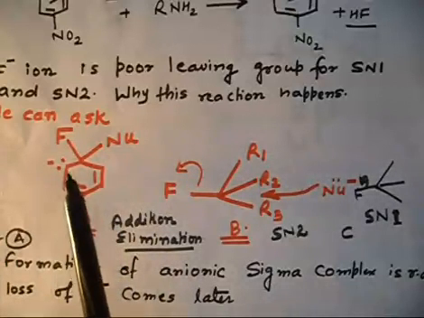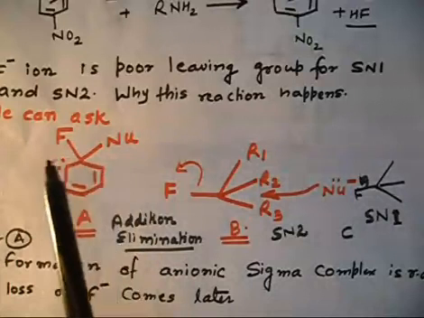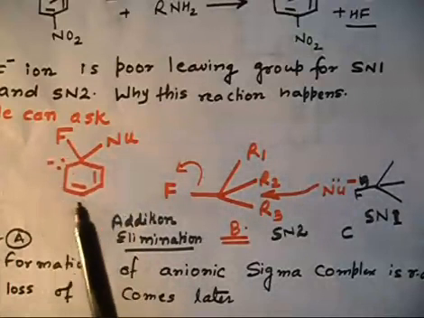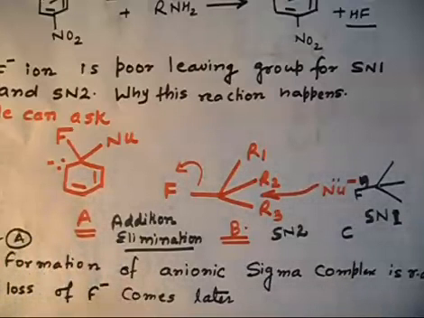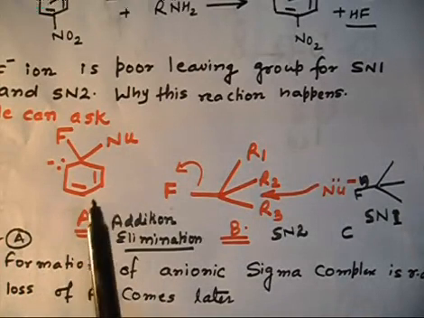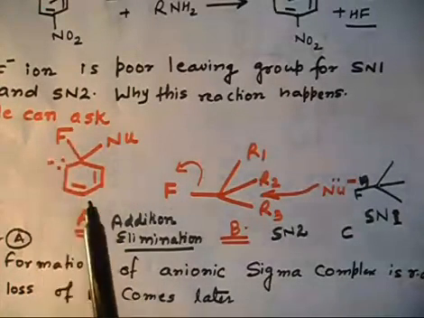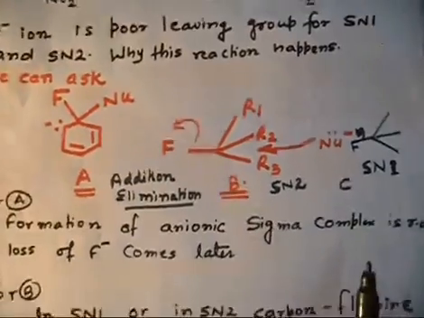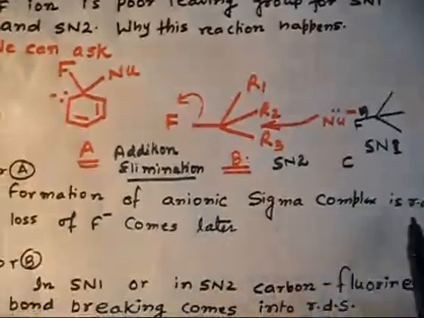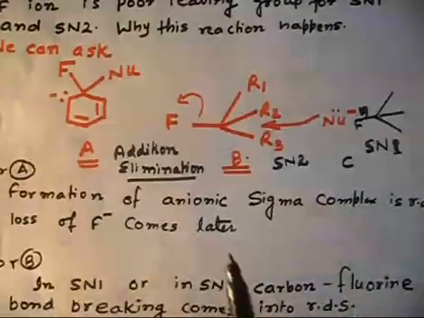In this case, the stability of the carbanion is solely guided by this aromatic compound, so this is resonance stabilized. So F minus does not come into the picture. Are you getting? So I can say formation of this complex is the RDS. If you want, you can write: formation of anionic sigma complex is the RDS. Loss of F minus comes later.